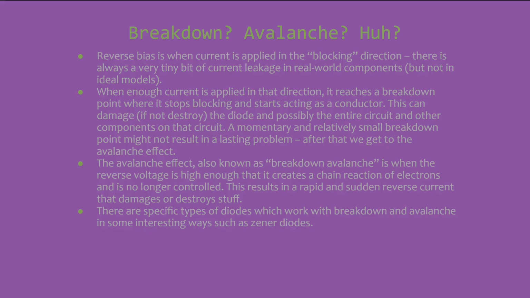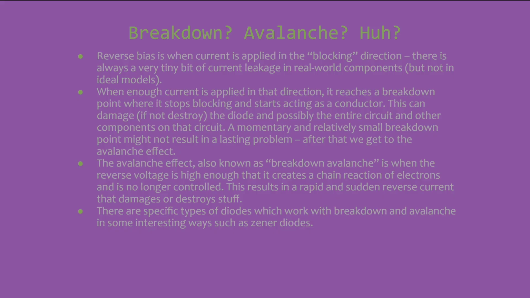When enough current is applied in that direction, it starts to reach a breakdown point. This is where the diode no longer blocks and actually starts conducting. This can damage, if not outright destroy the diode and possibly other components in the circuit. Now, a very momentary and relatively small breakdown, like maybe a surge, might not actually result in a lasting problem, but if it continues, you eventually get the avalanche effect.